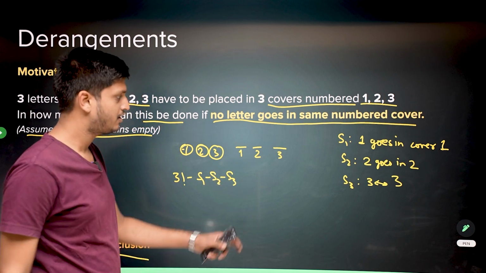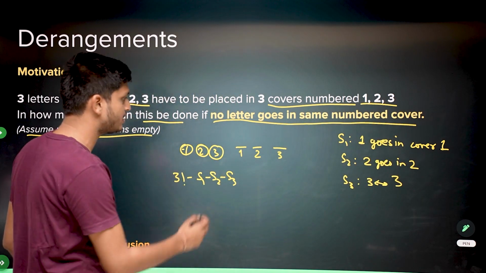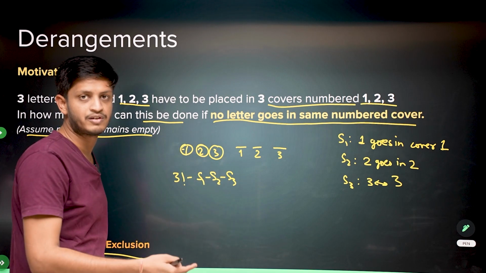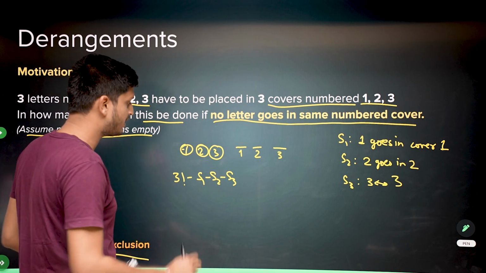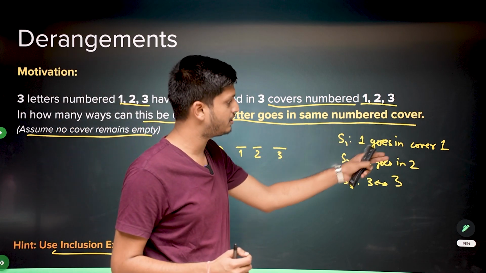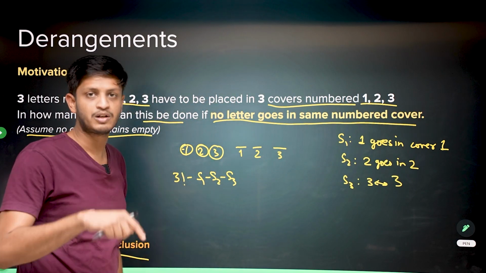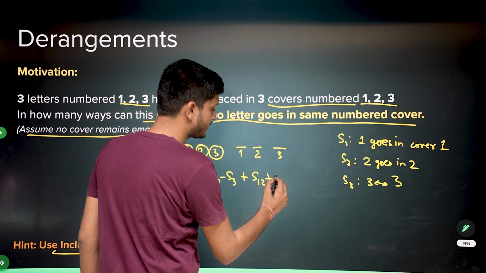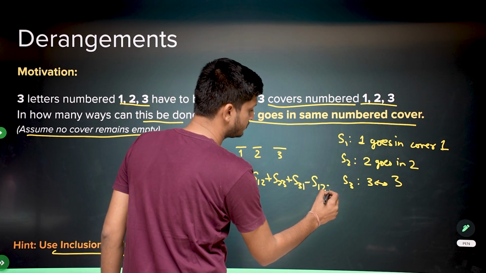Inclusion, exclusion, right? We don't want the letter 1 to go in cover 1. So we'll subtract all the ways in which letter 1 actually goes in cover 1. Again, we will subtract all the ways in which letter 2 actually goes in cover 2. And again, we will subtract letter 3 going in cover 3. But when we subtract this, we are actually undercounting. So when both 1 goes in 1 and 2 goes in 2, we are subtracting it twice. We have to subtract it only once. So we have to add it once. Inclusion, exclusion, right? Plus S12 plus S23 plus S31 minus S123.